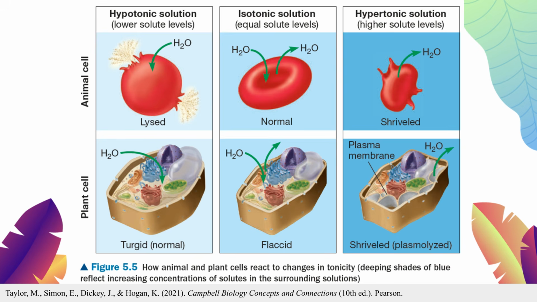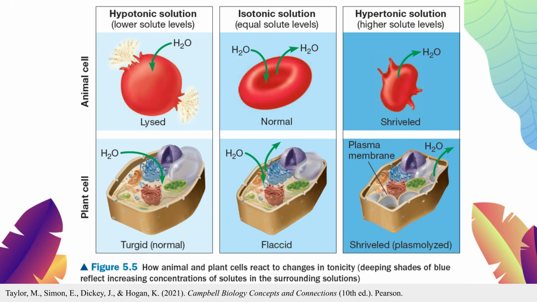This diagram compares how animal and plant cells respond to hypotonic, isotonic, and hypertonic solutions. In a hypotonic solution, water enters the cell. An animal cell swells and may burst because it lacks a cell wall. A plant cell becomes turgid, as the rigid cell wall prevents bursting and creates turgor pressure.